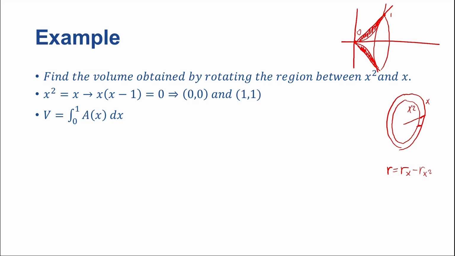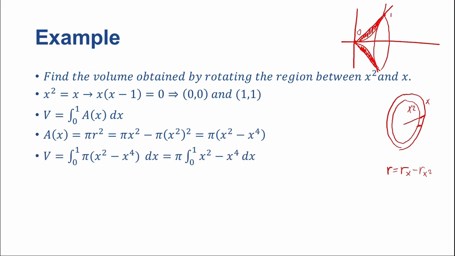All right, so let's set this up. We're going to get A of x is equal to pi r squared. That should be pretty simple. And that will be equal to pi x squared minus pi x squared squared. That's going to give us pi times x squared minus x to the fourth. Now, this is our A of x, and we are prepared to set this into our integral.